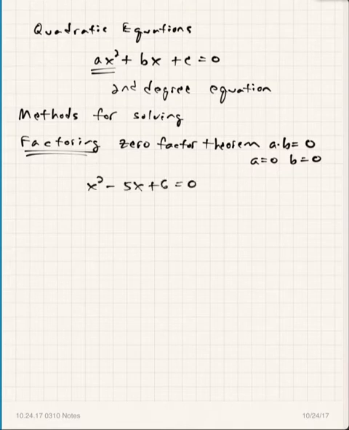So when you have an equation like x squared minus 5x plus 6, you could solve that equation easily by factoring x squared minus 5x plus 6. As a trinomial, it factors x minus 2 times x minus 3, and then just setting each factor equal to 0.